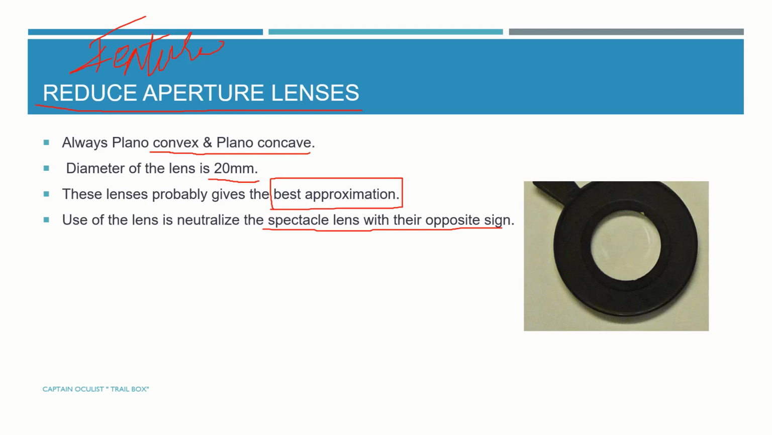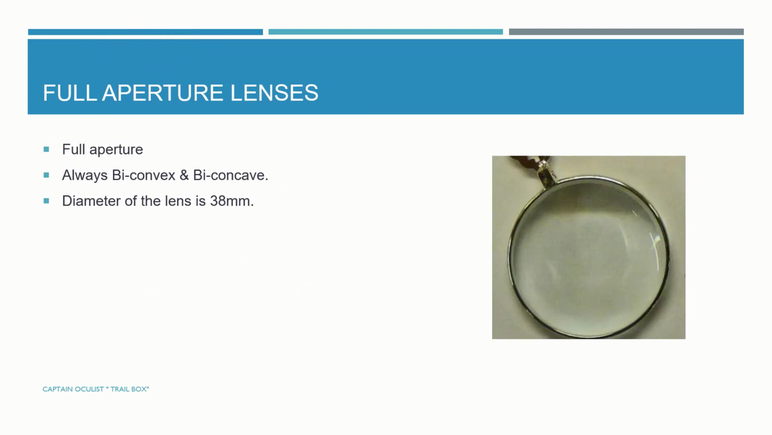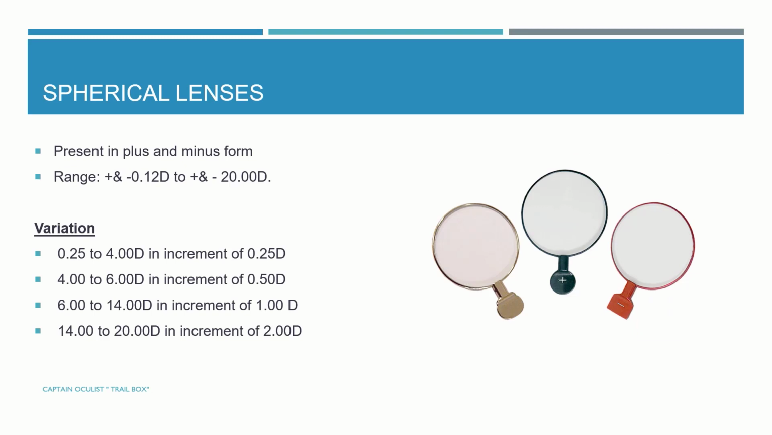Like plus is used to neutralize minus lenses. We have full aperture lenses. They are always biconvex and biconcave. The diameter of the lens is 38 millimeter. Spherical lenses are present in plus and minus form. The range is plus and minus 0.12 to plus or minus 20.00 diopter.